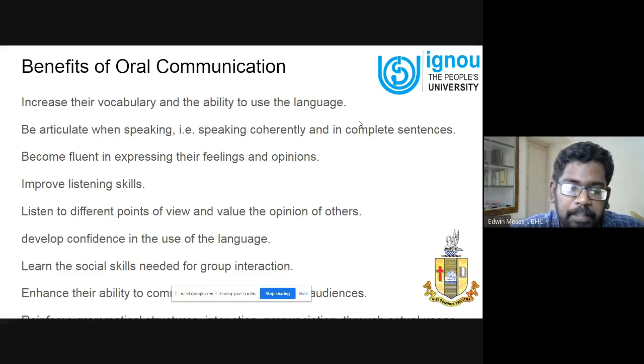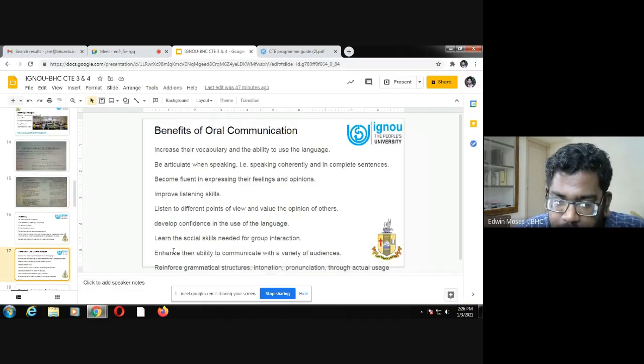And value the opinions of others. Develop confidence in the use of language and enhance their ability to communicate with a variety of audiences, right? Assess your audience, whether youngsters or educated people, and speak accordingly. Reinforce grammar structures, intonation, rising intonation, falling intonation, pronunciation.